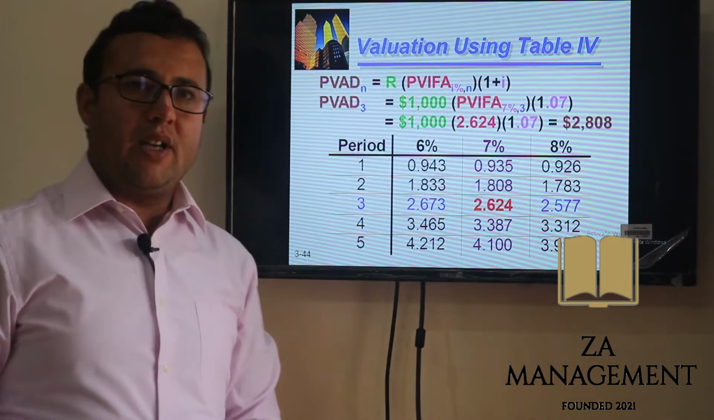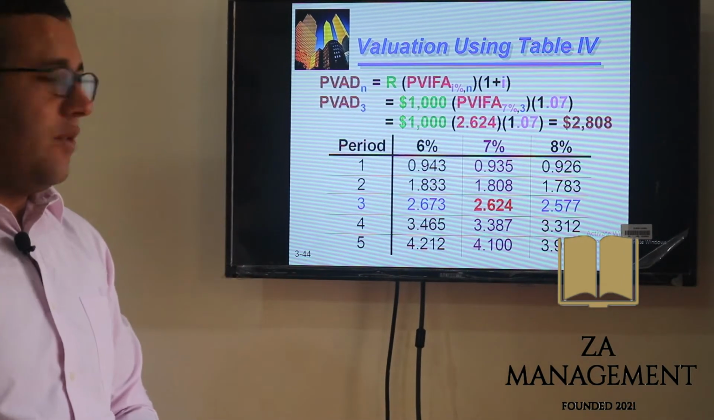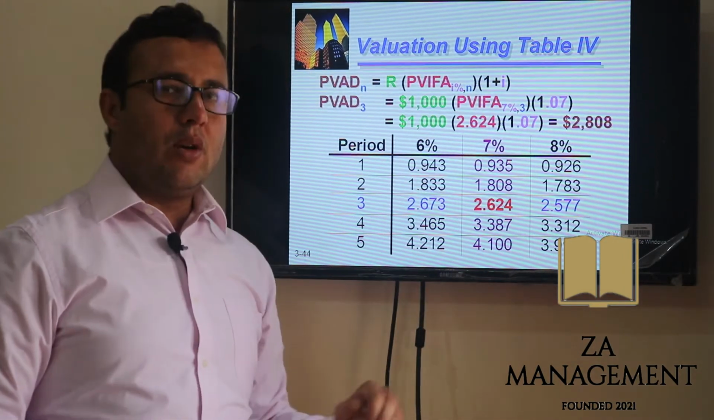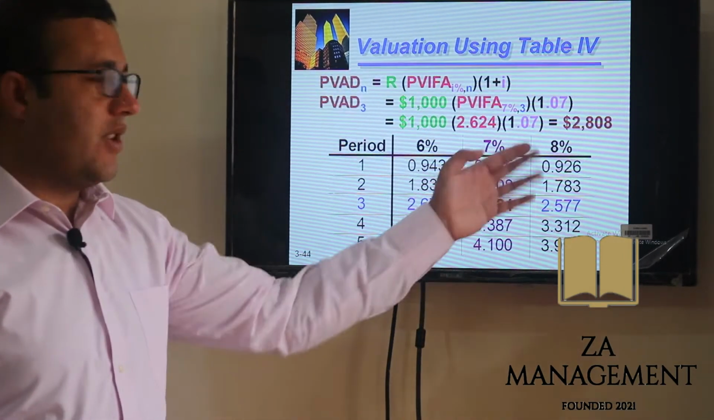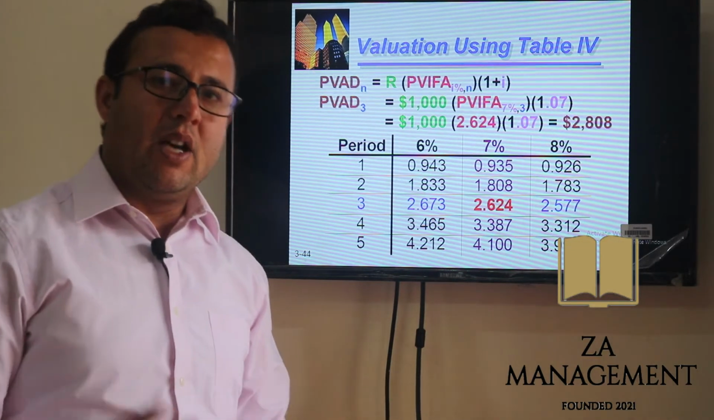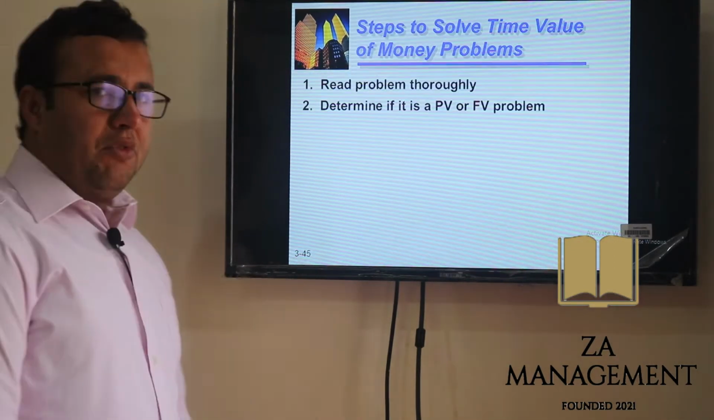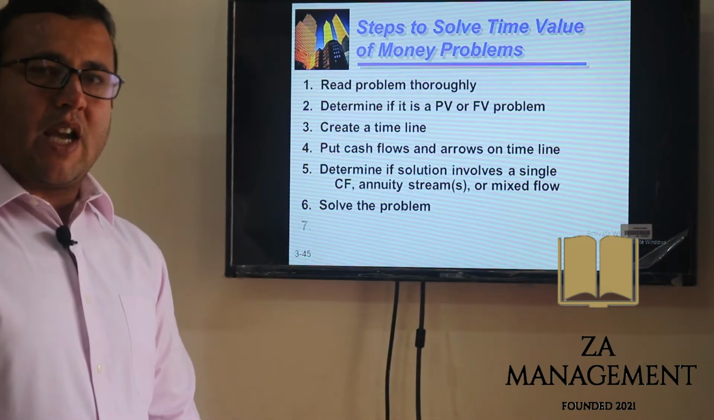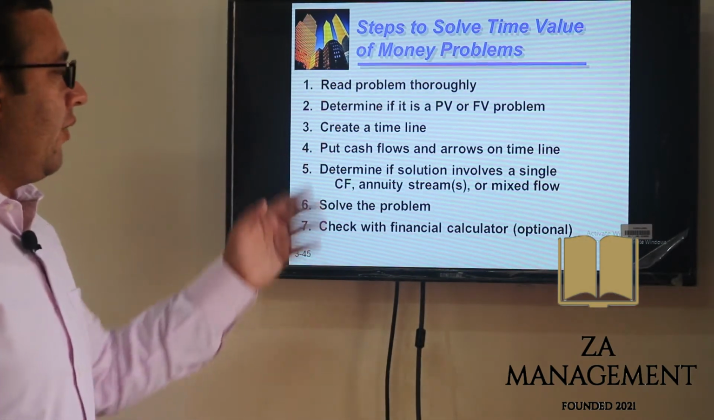R times the present value interest factor of annuity times (1 plus i). So 1000 times the factor times 1.07 in this case, which is the same value as we had with the manual calculation. We can solve different complicated problems involving the time value concept with the help of this.